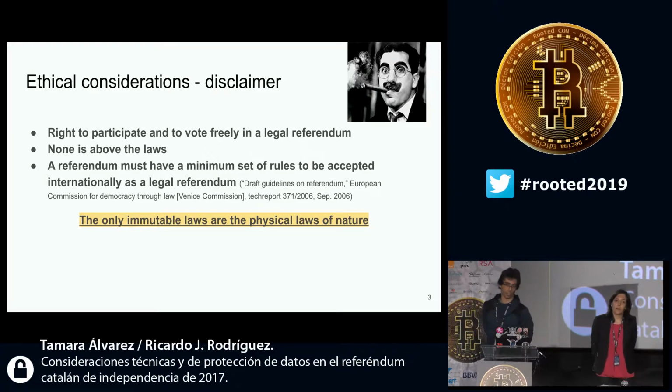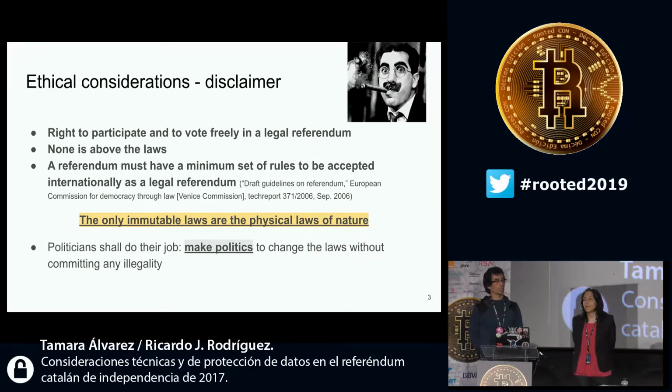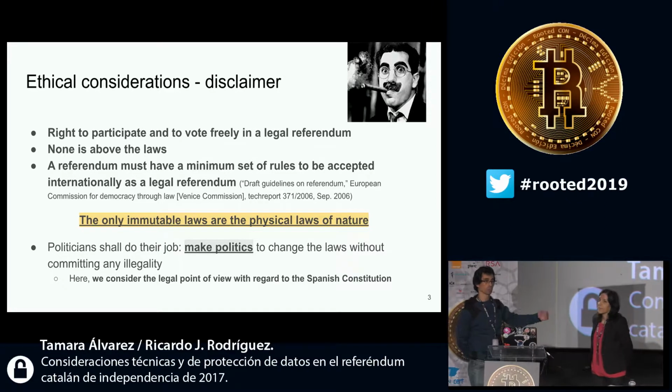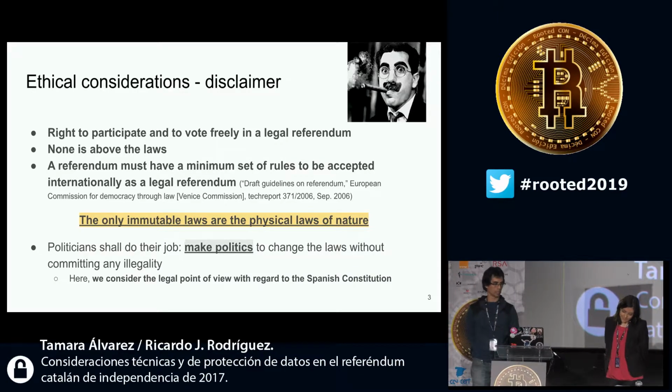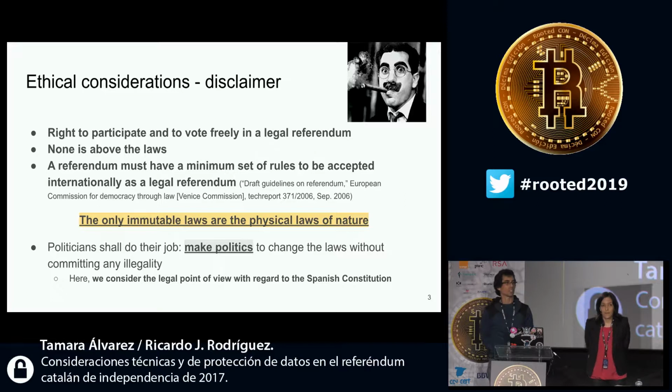I'd also like to remind people that the only immutable laws are the physical laws of nature. Politicians need to do their work, which is to do politics, basically, to change the laws without committing any illegality. And here we consider a legal point of view with regard to the Spanish Constitution, which is a valid legal text in Spain. Therefore, we have a great doctor with us, a great PhD in constitutional law. And the first thing that you learn today is quite interesting.